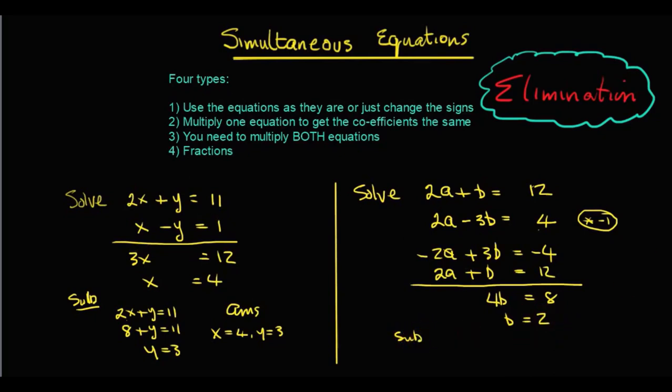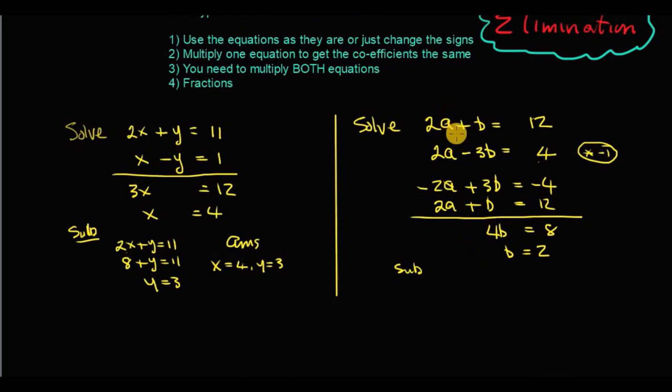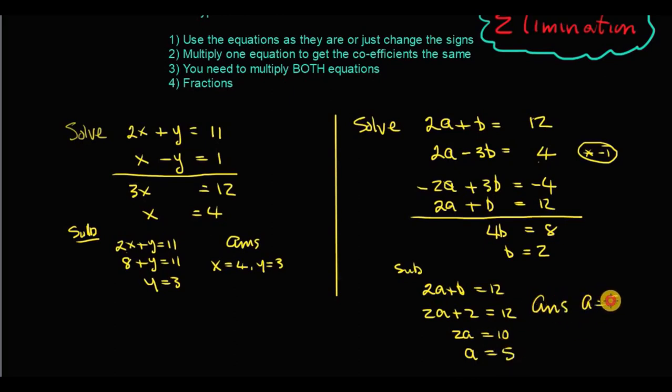Let's sub it back in now. I'll sub it into 2a plus b is equal to 12. B is equal to 2, so 2a plus 2 is equal to 12. Subtract 2 from both sides: 2a is equal to 10. Divide both sides by 2: a is equal to 5. So my answer is a is equal to 5 and b is equal to 2.